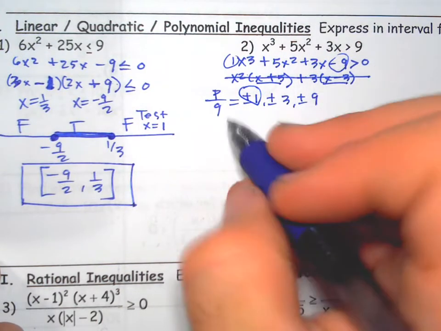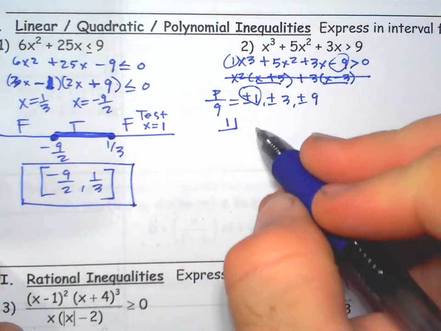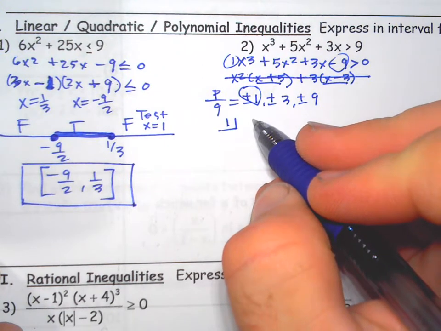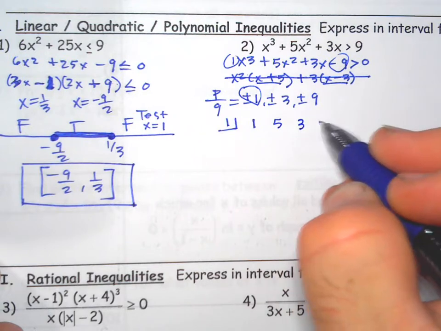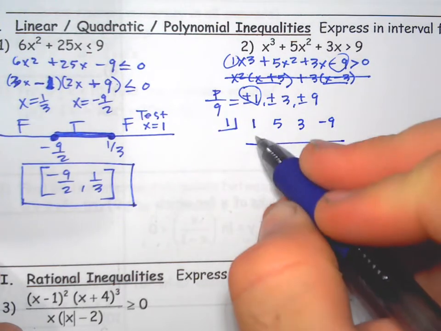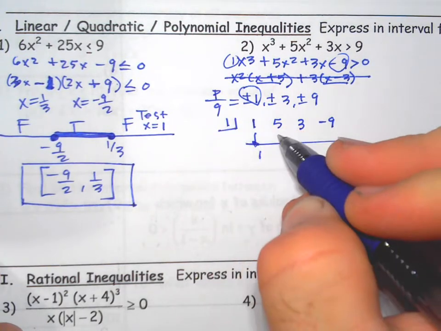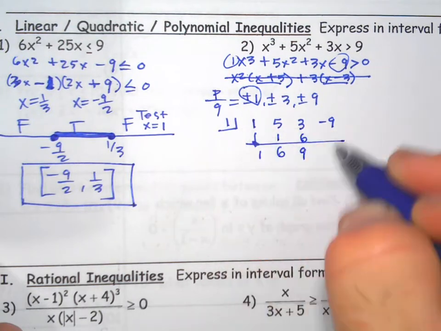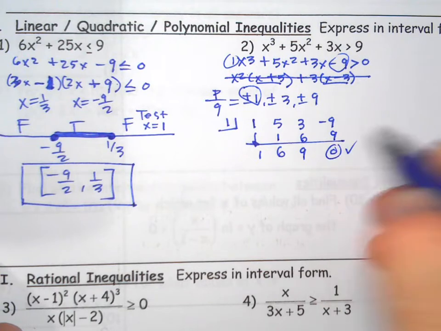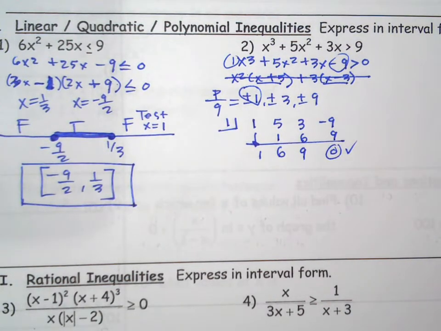Got lucky. So now I'm going to do synthetic division. Put the coefficients in here. Any missing terms, put a 0. So 1, 5, 3, negative 9. Drop the first term down. Multiply, add, multiply, add. You should get a 0 at the end. Otherwise, you did something wrong. It's the wrong factor. Something's wrong.